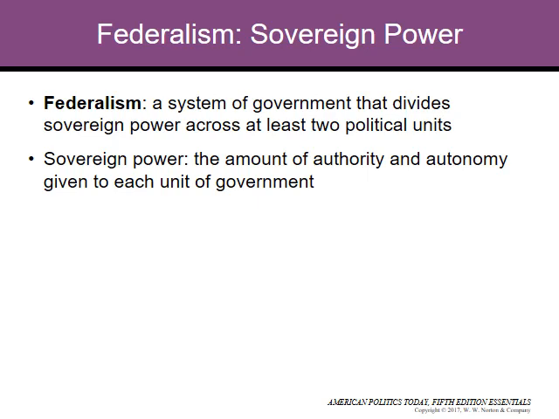Federalism is a system that gives some sovereign power to state governments and some sovereign power to the national government. It's a system of government that divides sovereign power across at least two political units. Because the national government and state governments may have different policy preferences, battles over the balance between federal and state power are inherent in our federal system.